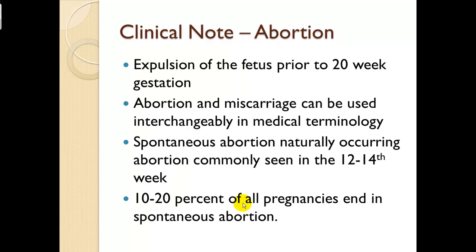Clinical note on abortion. Expulsion of the fetus prior to the 20-week gestation. Abortion and miscarriage can be used interchangeably in medical terminology, spontaneous abortion or miscarriage. Spontaneous abortions occur naturally, commonly seen in the 12th to 14th week. 10 to 20% of all pregnancies end in spontaneous abortion.